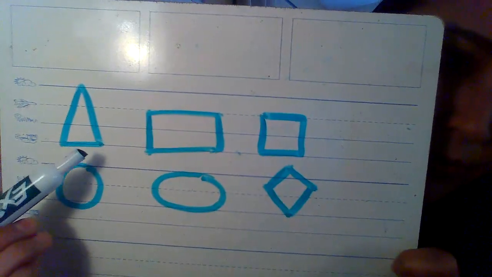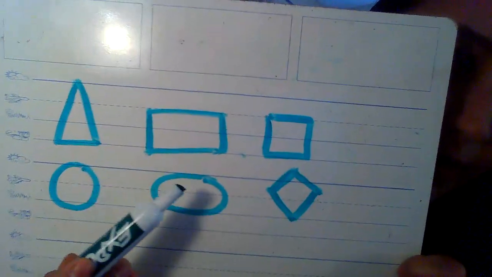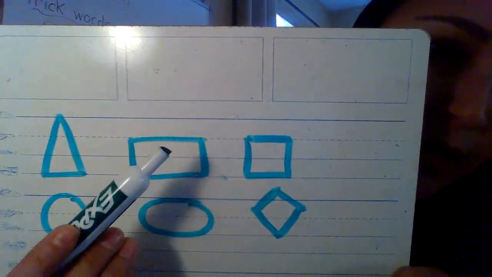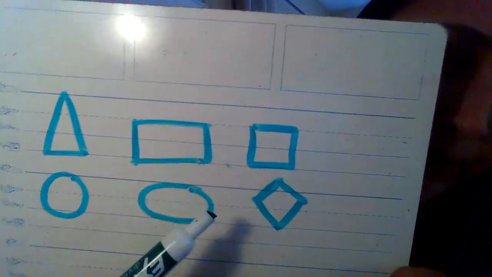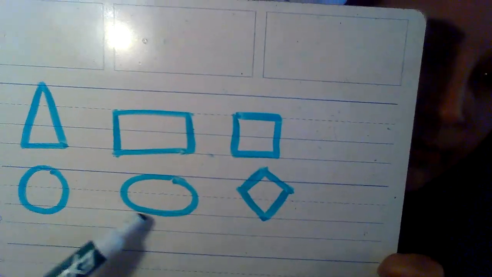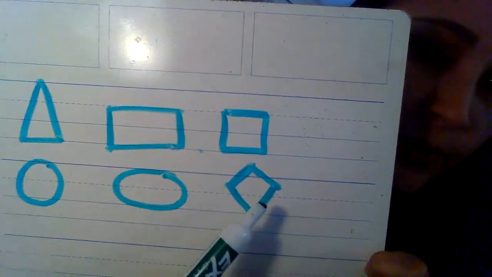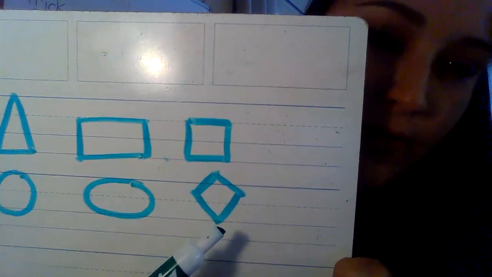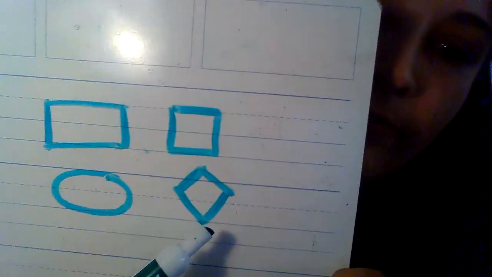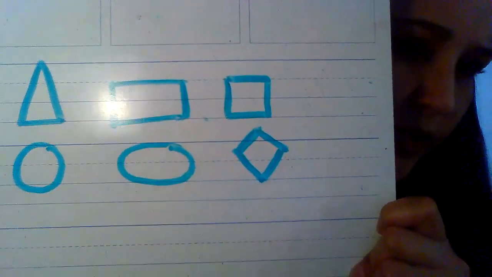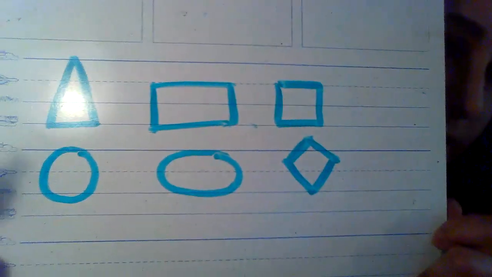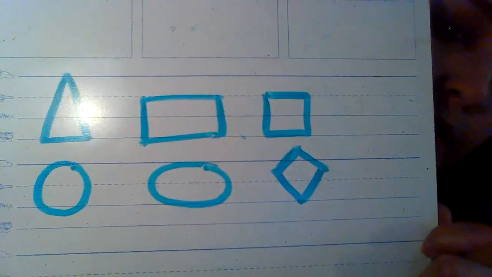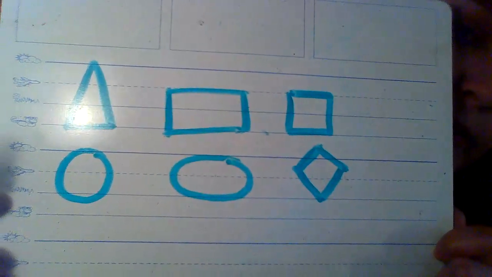That's our triangle, 1, 2, 3 sides. Our rectangle, that looks kind of like a square, but it has, remember, 2 short sides and 2 long sides at the top and the bottom. The following ones are the circle, the oval, and this one's the one that most of us forget. It's either a diamond, or the very fancy word we like to use is rhombus. Okay, so you should know all these 6 shapes already. So triangle, rectangle, square, circle, oval, and diamond or rhombus.